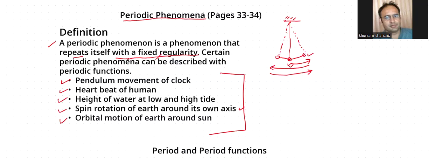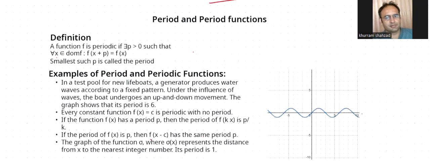Okay, now I'm going to explain this mathematically. So, what is the definition of a periodic function or period? A function f is periodic if there exists p greater than 0 such that for all x belonging to the domain of f, f of x plus p is equal to f of x. p is any positive real number, and if we add this p to x, the function does not change. It is equal to again f of x.